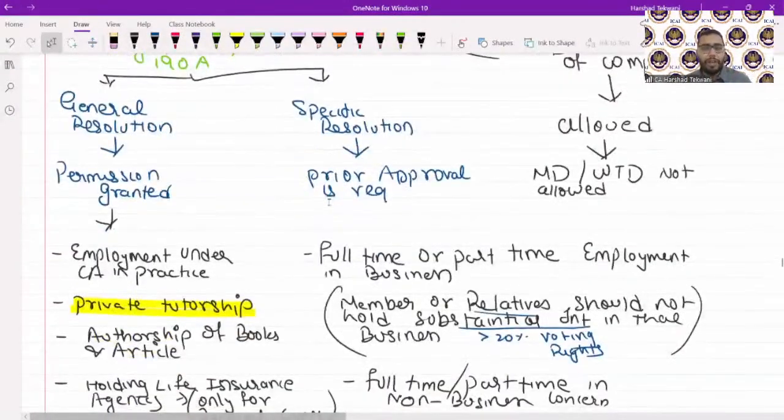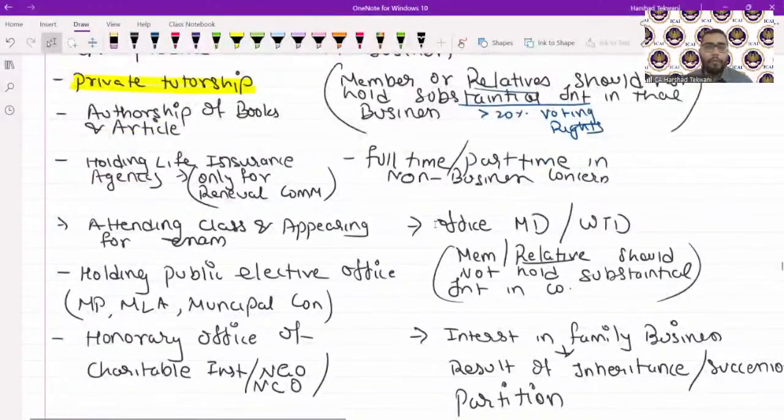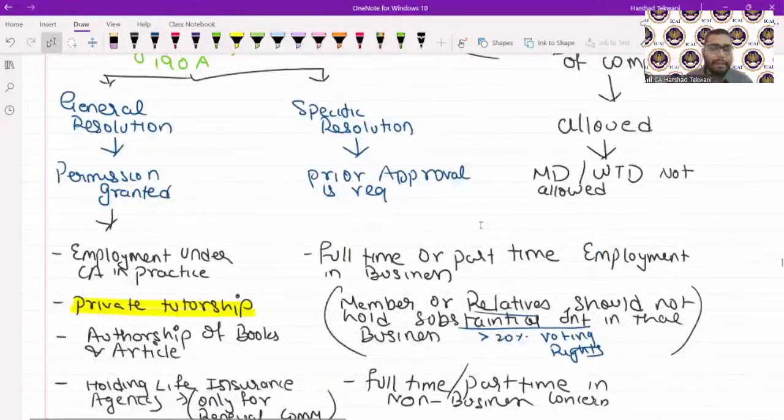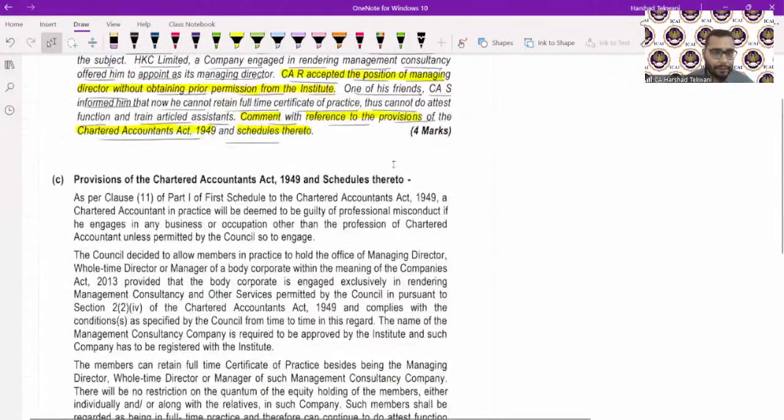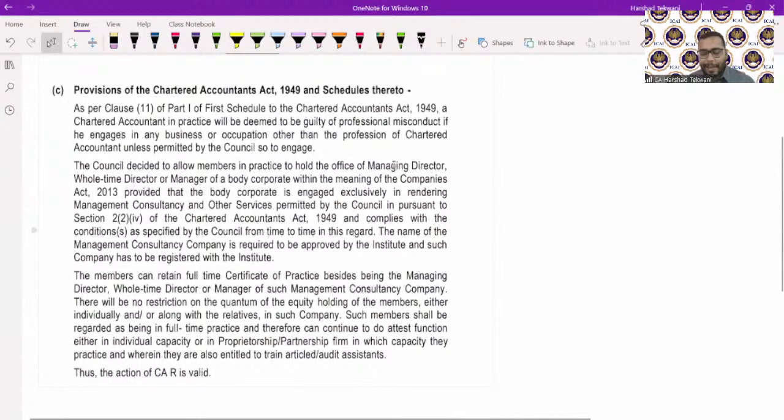Now special resolution is where we need to take prior approval, and it was office of managing director, whole-time director. Remember that in a special resolution we need to take prior approval, and in that particular list there was one item of office of managing director and whole-time director. Now in the current case, without obtaining prior approval from the institute, the member has accepted the appointment of managing director. So how to answer that particular question?